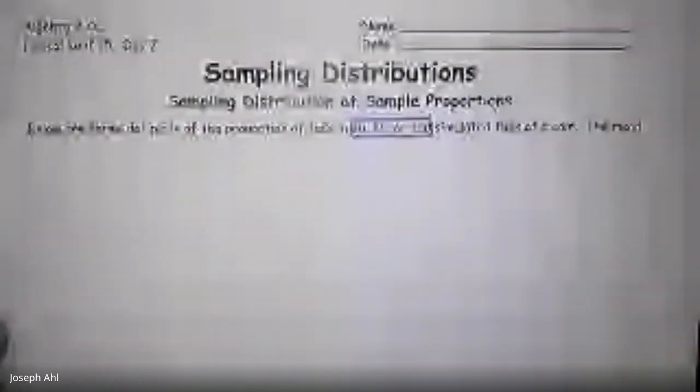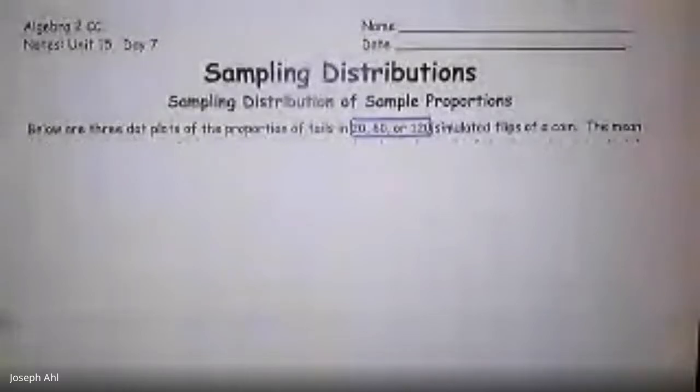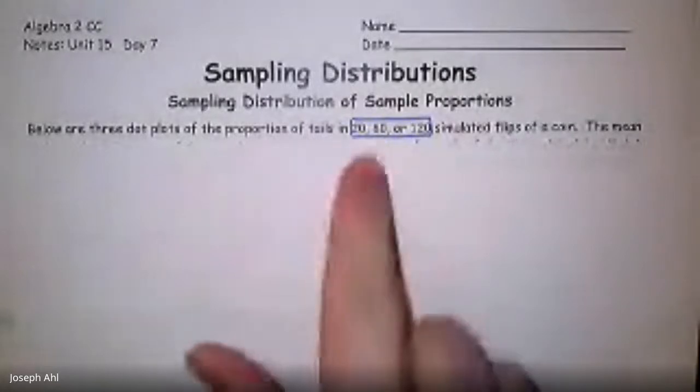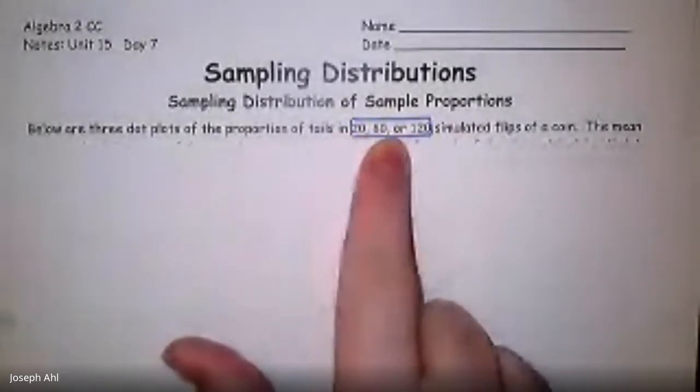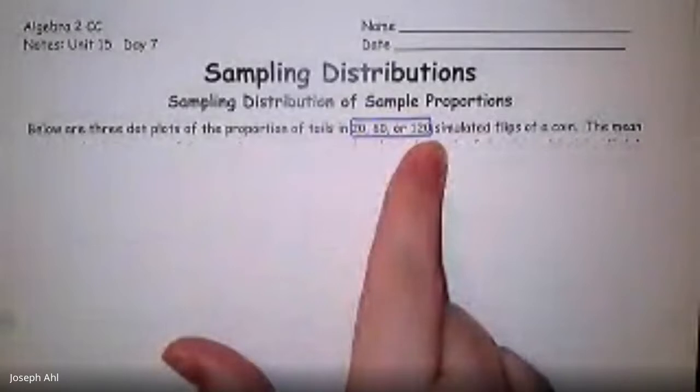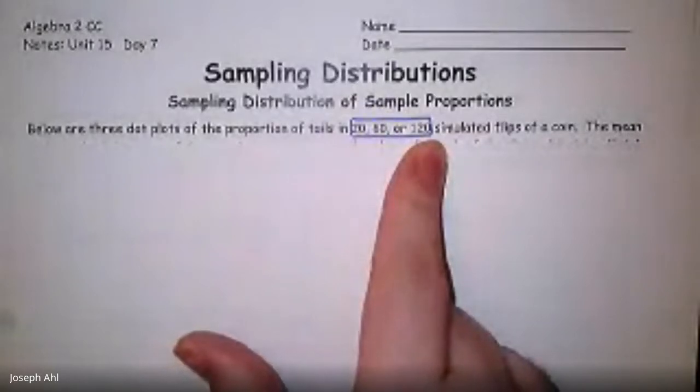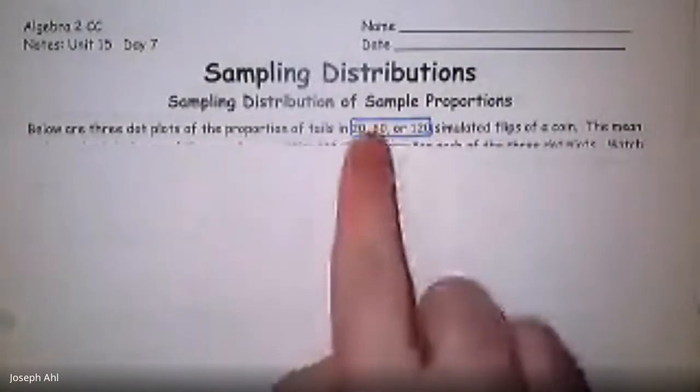It says below there are 3 dot plots of the proportion of tails in different simulations of a flip of a coin. So one of them represents 20 flips of a coin, the next one would represent 60, and the next one after that would represent 120. I shouldn't say it that way because it's not that the first one is 20, then 60, then 120. I actually want you to look at those samples down below, and you're going to have to determine which one goes with which: which one was the 20 flips, the 60 flips, and the 120 flips.